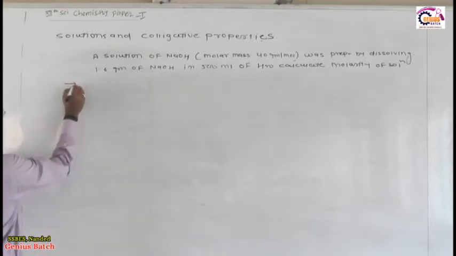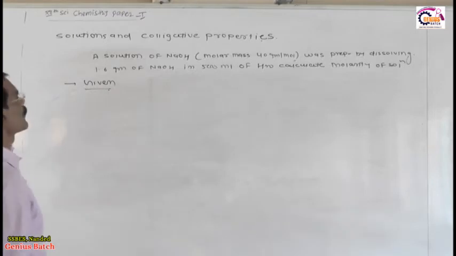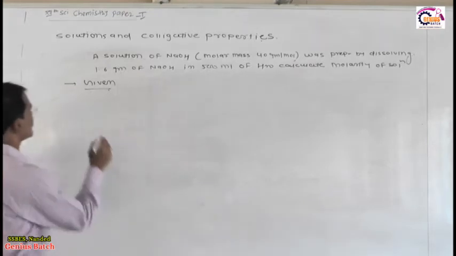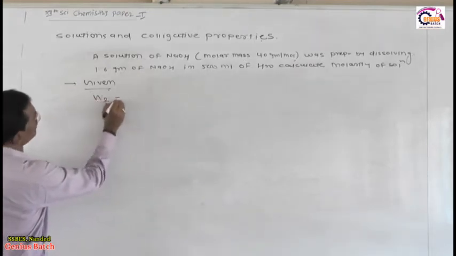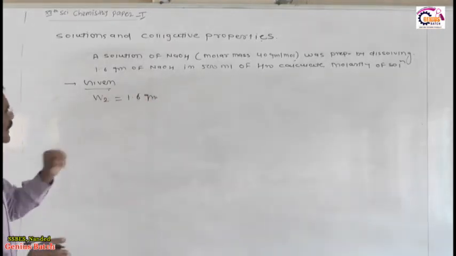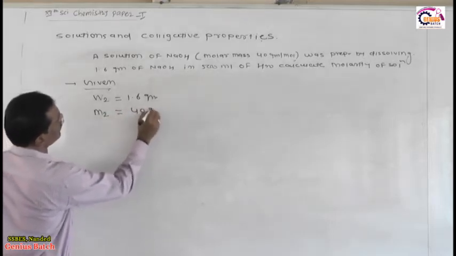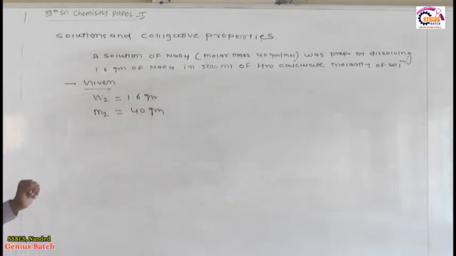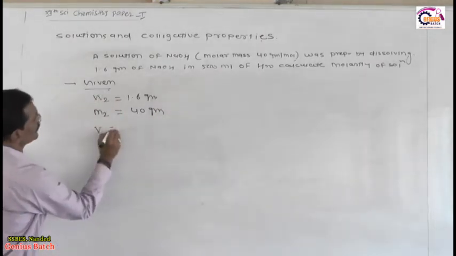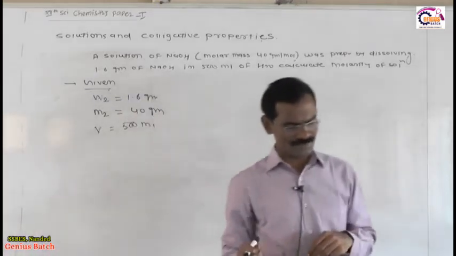Now what are given? Listen student, these are the very interesting things which are given. A solution of NaOH was prepared by dissolving 1.6 gram of NaOH. They are given the mass of solute, that is W2 is equal to 1.6 gram. They also give the molar mass of solute, M2 is equal to 40 gram. They are also given the volume of solution, that is V is equal to 500 ml.